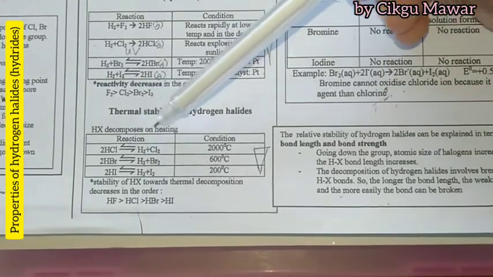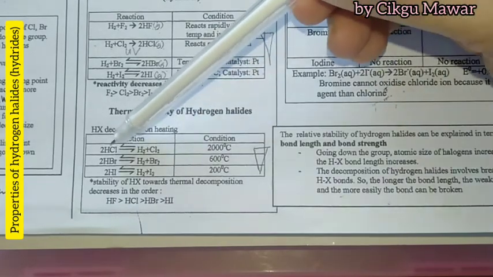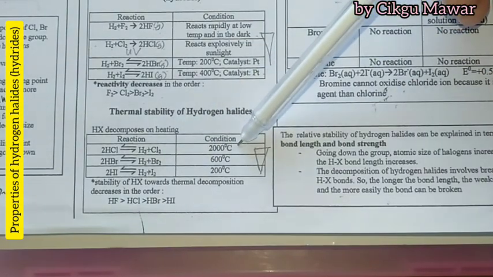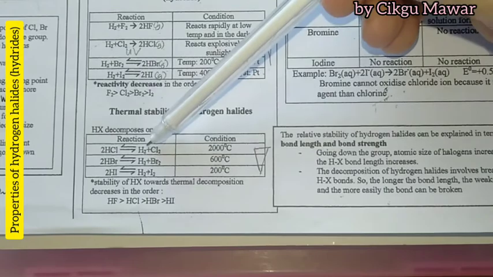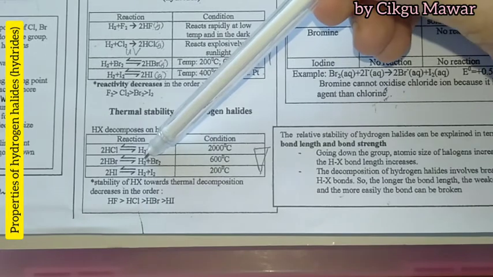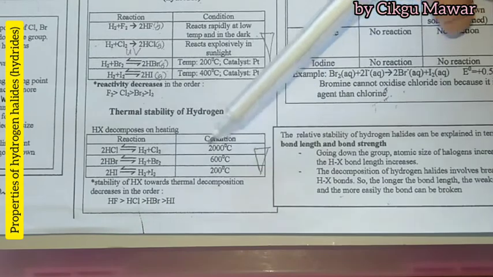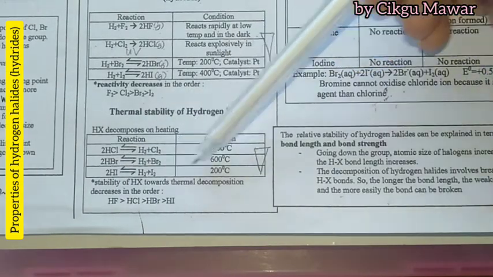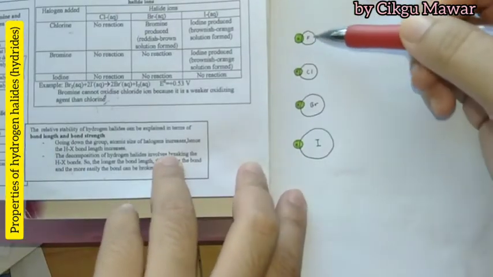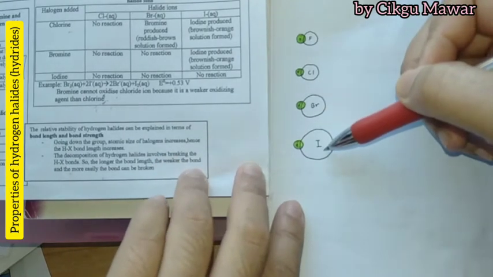From this table, how will HX decompose on heating? HCl will decompose at 2000 degrees Celsius into hydrogen and chlorine gas. Hydrogen bromide will decompose into hydrogen gas and bromine gas at 600 degrees Celsius. Hydrogen iodide will decompose at 200 degrees Celsius. Refer to this diagram, where you can see that the size is increasing.